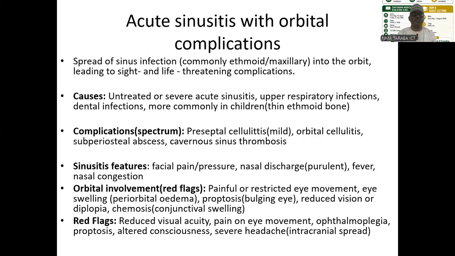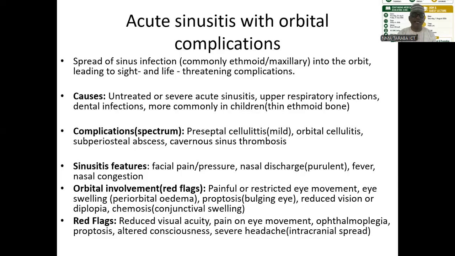By way of definition, I would say it is spread of sinus infection, commonly from the ethmoid and maxillary into the orbit, leading to sight and life-threatening complications. The causes are normally untreated or severe acute sinusitis, acute respiratory tract infection, or dental infection. It is more common from the ethmoid in children because of the thin ethmoid bone in children. Complications range from preseptal cellulitis, which is mild, to orbital cellulitis, subperiosteal abscess, and cavernous sinus thrombosis, because, as I kept on mentioning, of the danger area of the face.